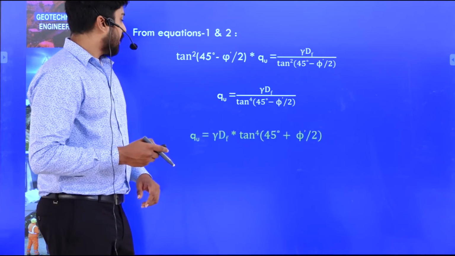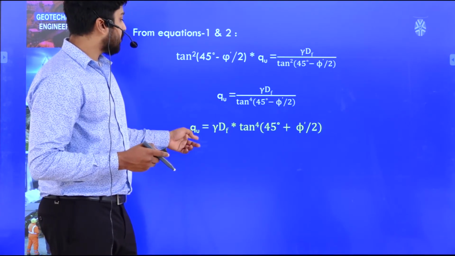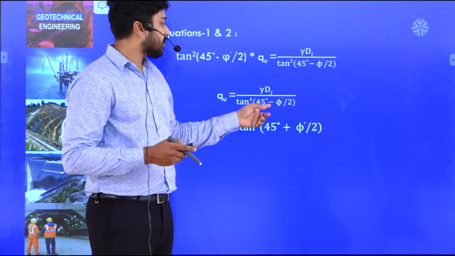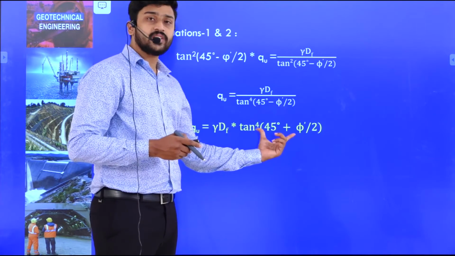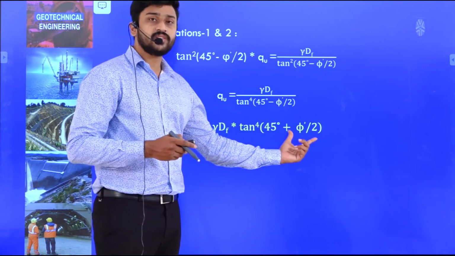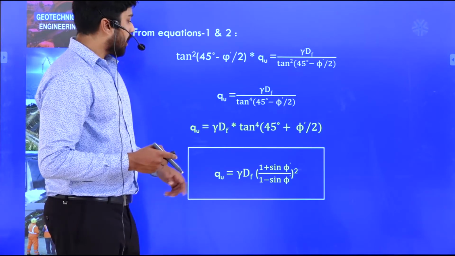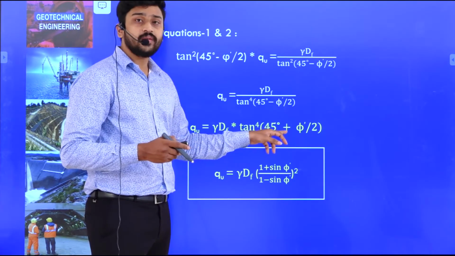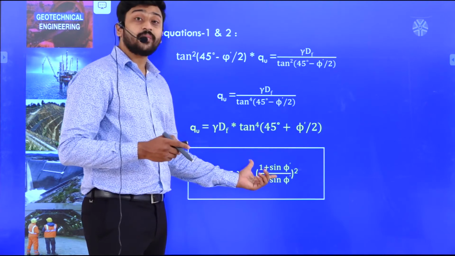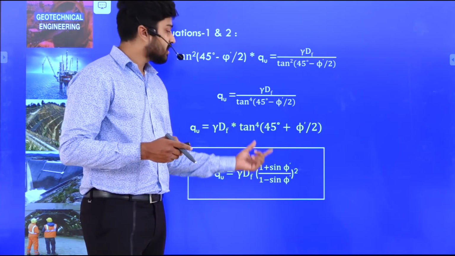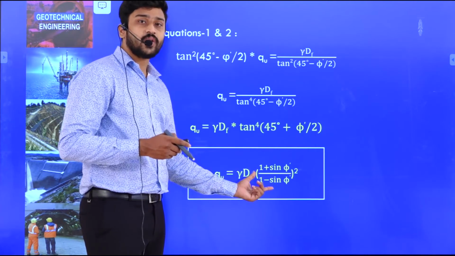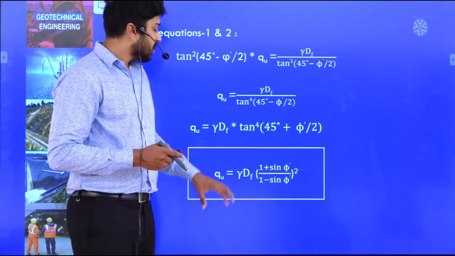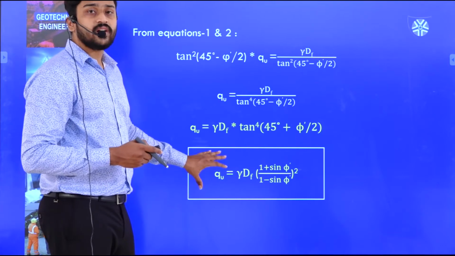Upon further simplification you can also write this as gamma into df into, instead of the denominator being tan power 4 (45 minus phi dash by 2), you can replace it with tan power 4 (45 degrees plus phi dash by 2). Clear? Apart from that, we have seen in the earlier sessions that tan square (45 degrees plus phi by 2) is nothing but (1 minus sin phi dash) by (1 plus sin phi dash). Since it is tan power 4, this can be written as ((1 plus sin phi dash) by (1 minus sin phi dash)) whole square. Okay, so this is our ultimate equation based on Rankine's analysis.